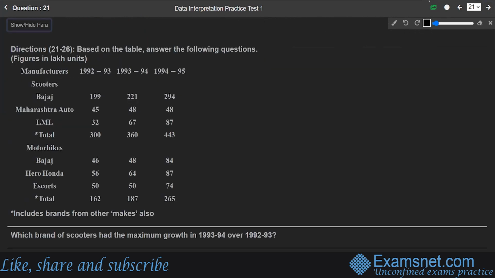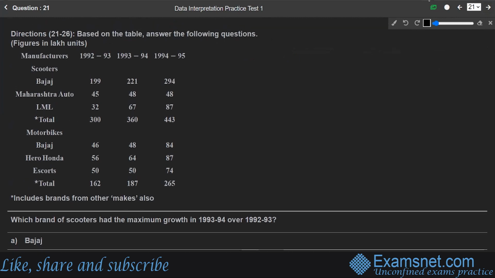Now we have a different data this time, and let us read the data first, then only we can understand the question. Based on the table, figures are in lakh units. So all the values are in lakh units. There are manufacturers of scooters and manufacturers of motorbikes. For the scooter category, there are different models available. Bajaj is a model, Maharashtra Auto is a model, LML is a model.